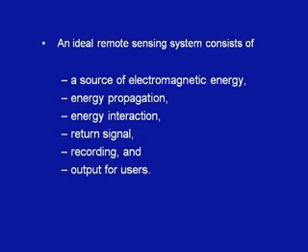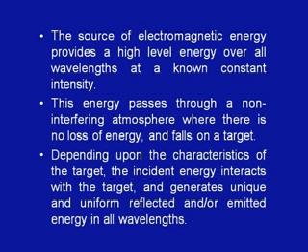An ideal remote sensing system would consist of a source of electromagnetic energy, energy propagation, energy interaction, a return signal, recording and output for users. The source of electromagnetic energy provides a high level energy over all wavelengths at a known constant intensity. This energy passes through a non-interfering atmosphere where there is no loss of energy and it falls on a target.